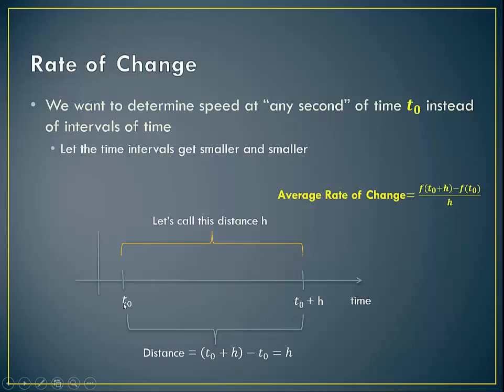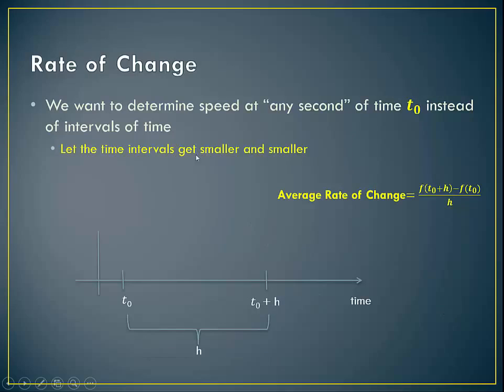Then notice if I wanted to find this distance, my t sub 1 that it used to be becomes t sub 0 plus h. How do you find the distance? You subtract, so t sub 0 plus h minus t sub 0. Notice the t sub 0's cancel and I just get h. So I replaced my denominator with h, and I've also replaced my t sub 1 with t sub 0 plus h. So I'm just rewriting this, calling it different variables.